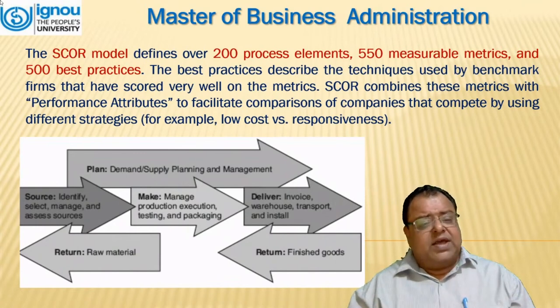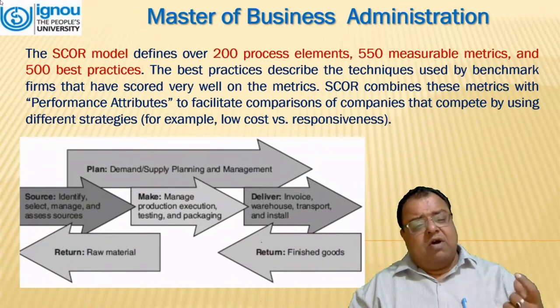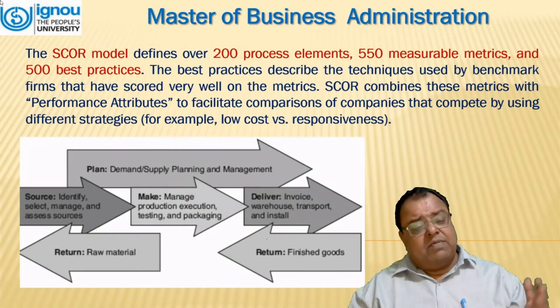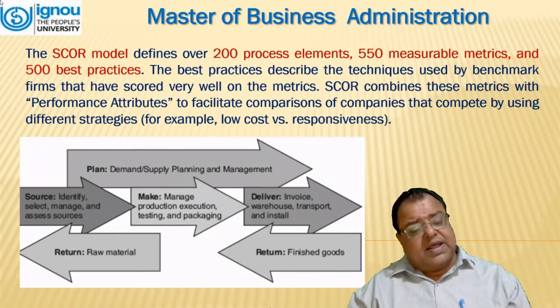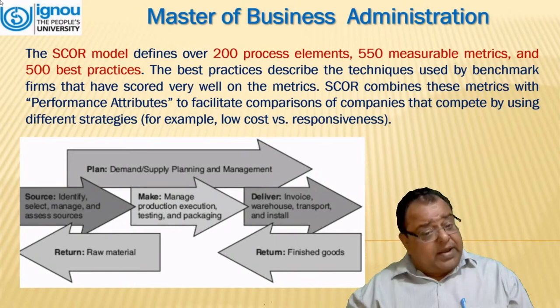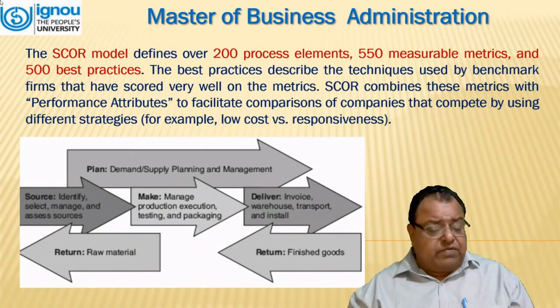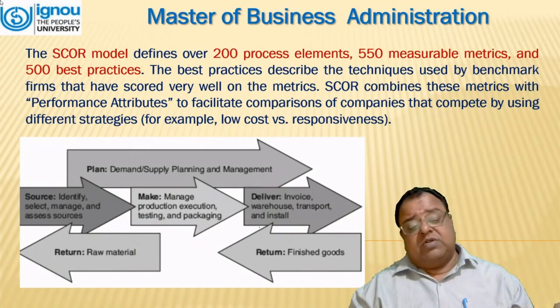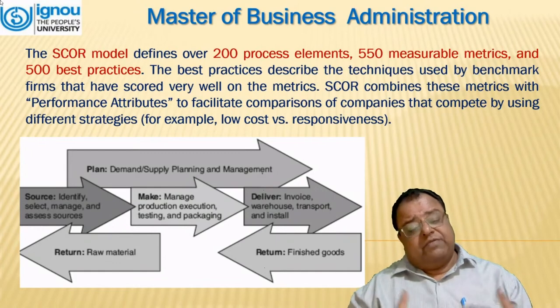We can see over here in this diagram, if we talk about plan, that is demand, supply, planning, and management. We are moving from left to right. That means the another one is source. Then comes your make. Fourth one is deliver. And the fifth one is return. This return is related to both raw material as well as finished goods.